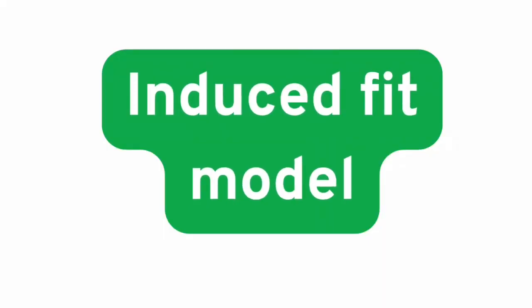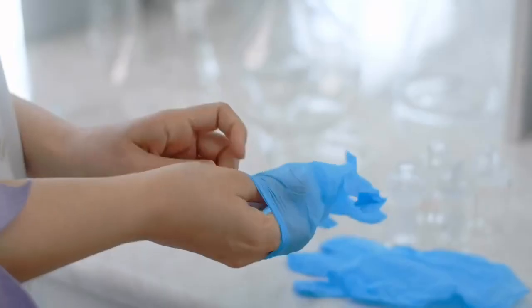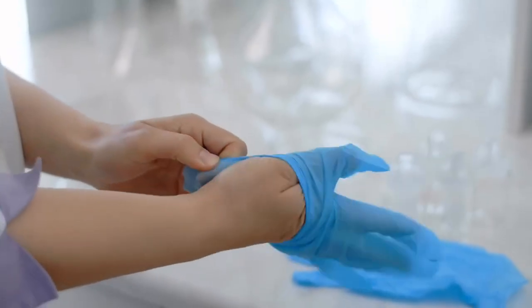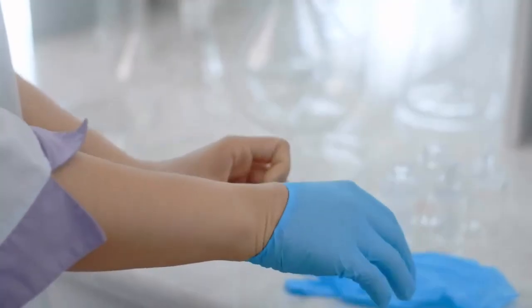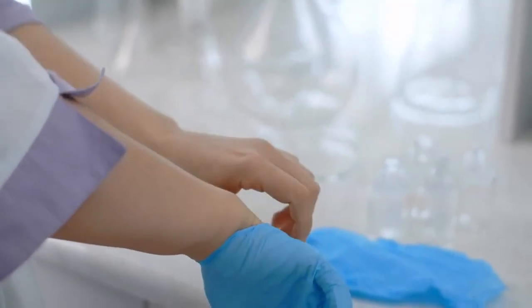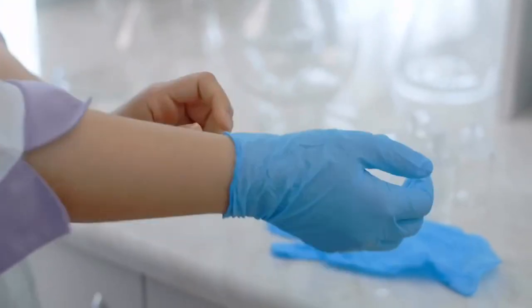In addition to the lock and key model, there's a second model of how enzymes work. This is called the induced fit model. To help us understand this model, we can think of a pair of gloves. When you put on a pair of gloves, the shape of the glove changes to fit around the shape of your hand.